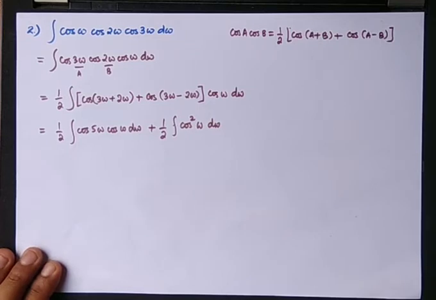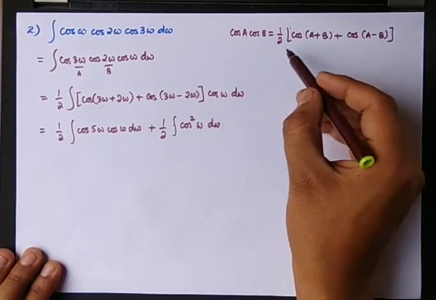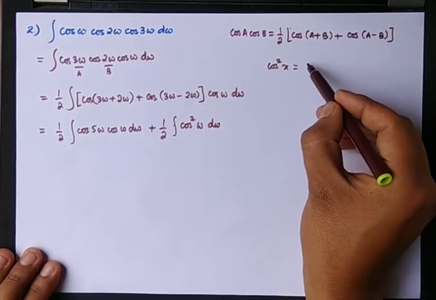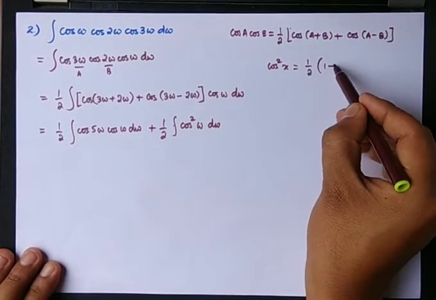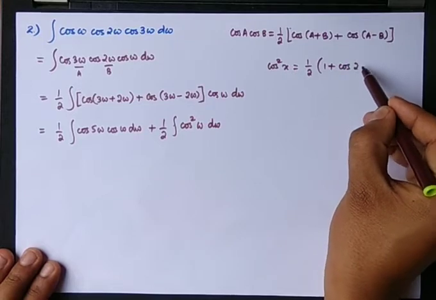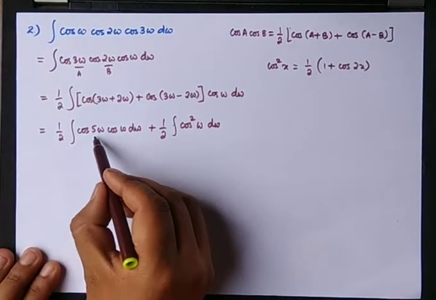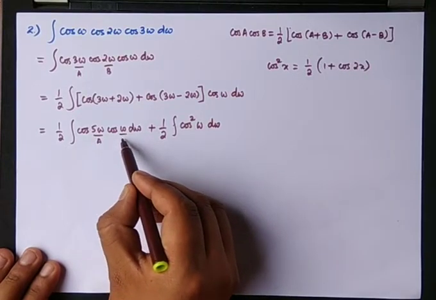Right? Okay. Now we know one more formula, that is cos square x can be written as half into 1 plus cos 2x. Okay, so we'll make use of this formula out here. So again, let me call this to be A and let me call this to be B.